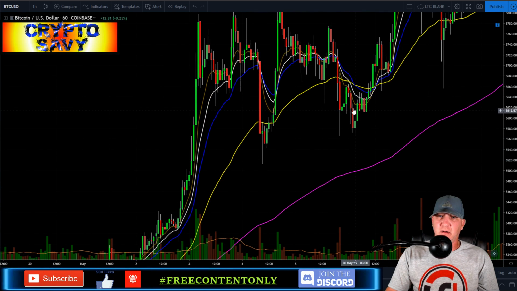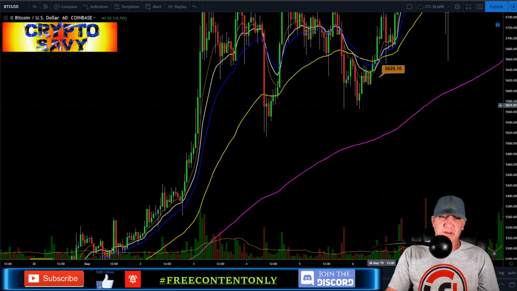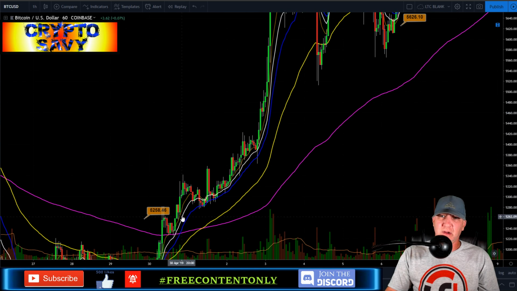And then where did they all cross and a candle open and closed after the cross? That would be right here. So that move would have been around 56.26. So that was about a $400 move.